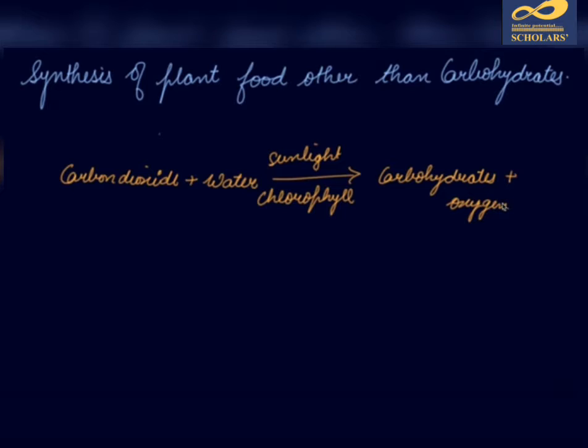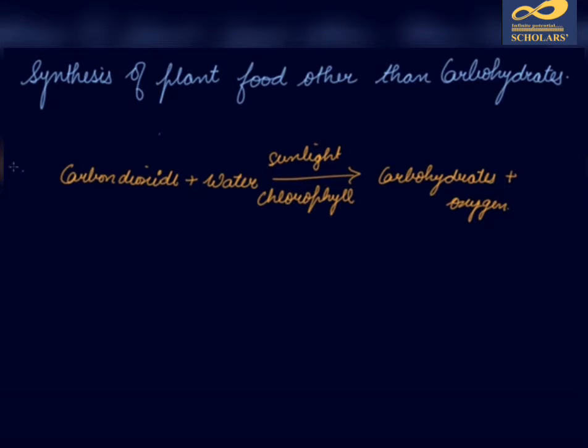Now, in this we will be studying about the synthesis of plant food other than carbohydrates. Apart from making food as carbohydrates, the plant also makes it in the form of proteins or fats. We have learned that plants synthesize carbohydrates through photosynthesis. The carbohydrates are made of carbon, hydrogen and oxygen. These are used to synthesize other components of food such as proteins and fats.